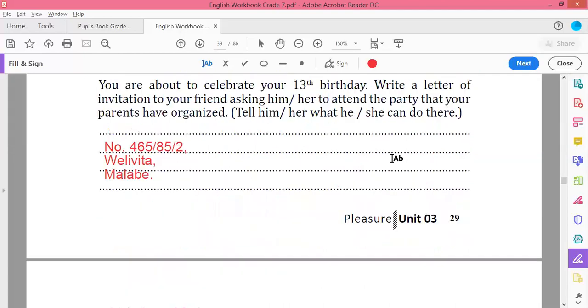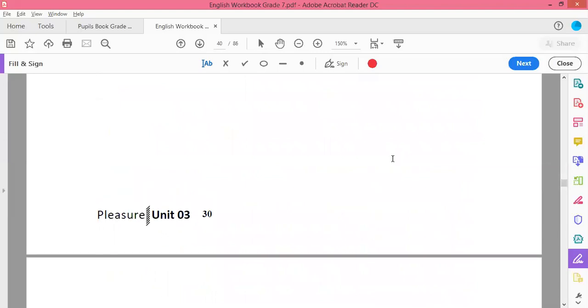Now this is the last activity of the lesson. Then we can move on to unit 4.